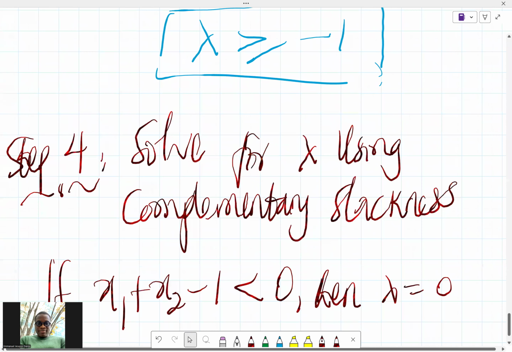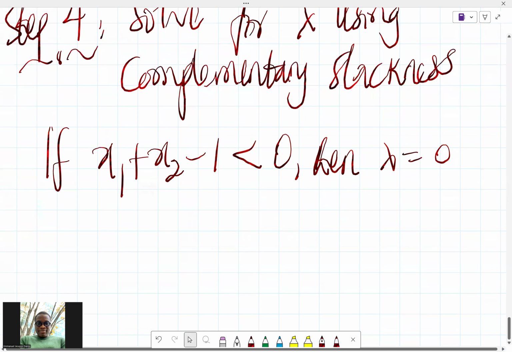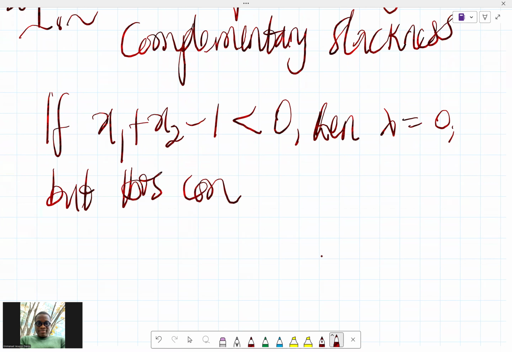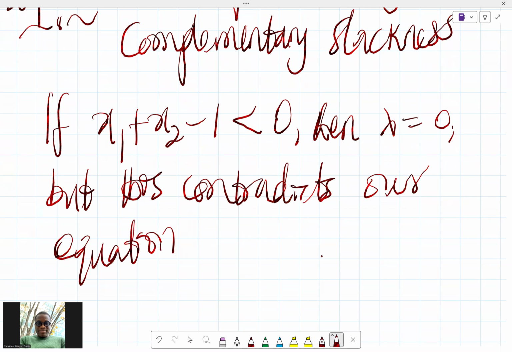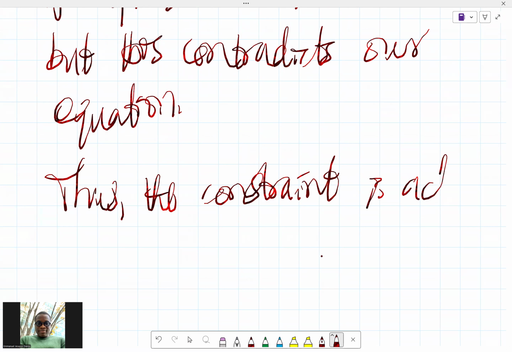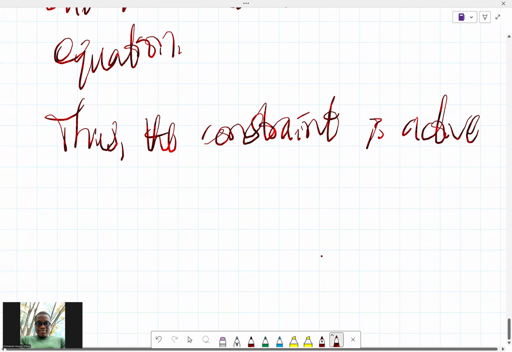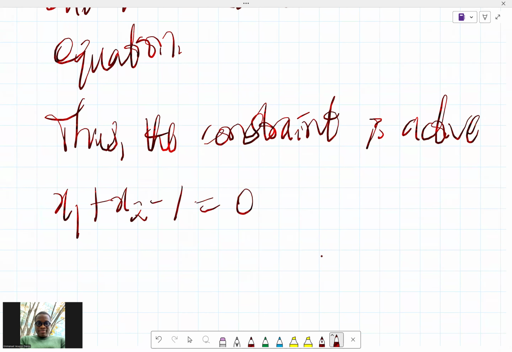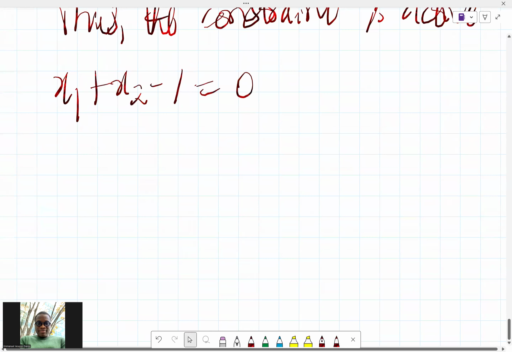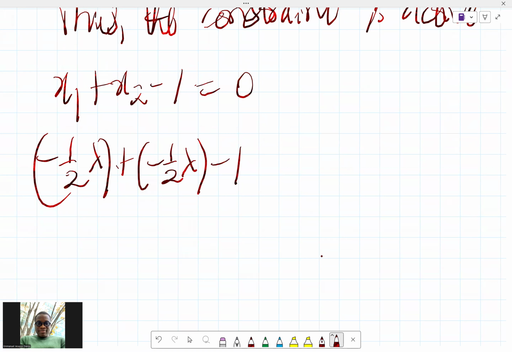Here we know lambda is greater than or equal to -1. But if this is less than 0, then lambda is equal to 0, but this contradicts our equation. Thus, the constraint is active, meaning that we can say that x1 plus x2 minus 1 is equal to 0. And what that simply means is that now we already know x1 and x2 are both minus half lambda, so minus half lambda plus minus half lambda minus 1 equals 0.